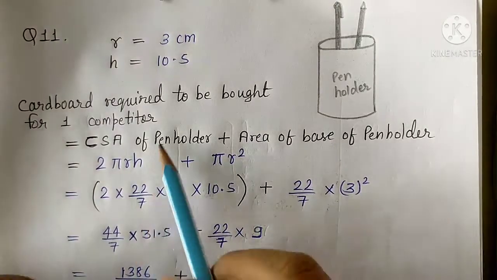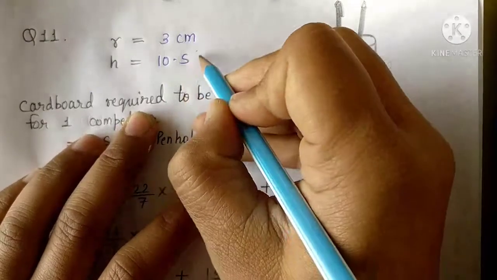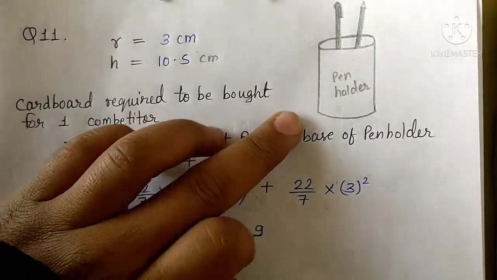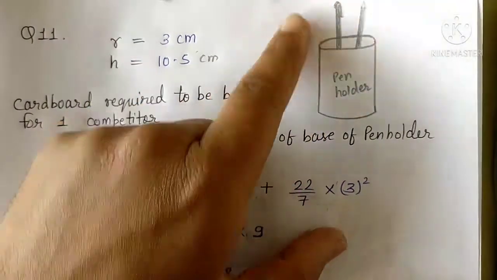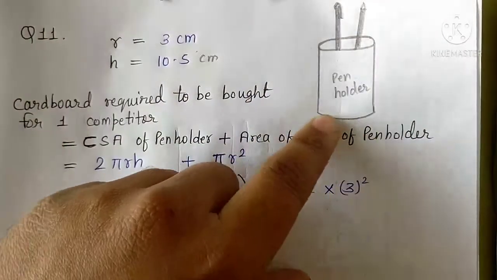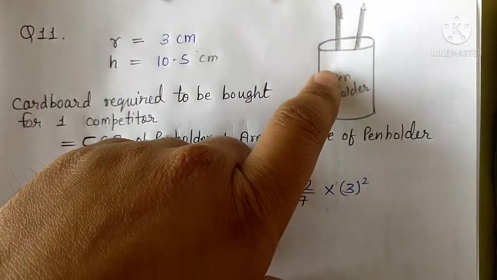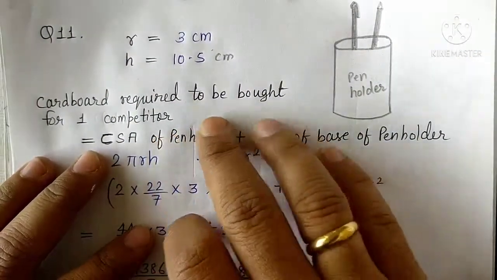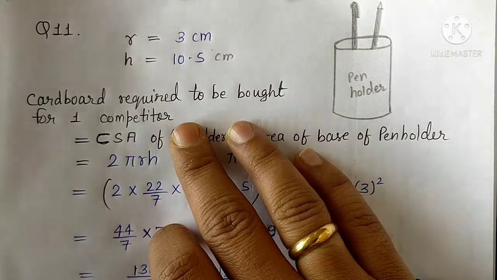As you can see here, we have written radius 3 cm and height 10.5 cm. It is already given in the question. Now just check, we have made the pen holder as it is given in the question. The pen holder is like this only, open from the top, but downside it is closed. This is a pen and pencil I have kept here so that you can get an idea how the pen holder is. Now, how much cardboard is required to be bought for one competitor? The school has to provide that cardboard.